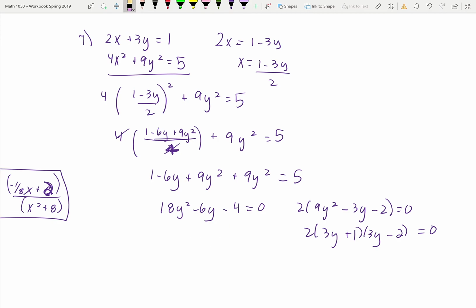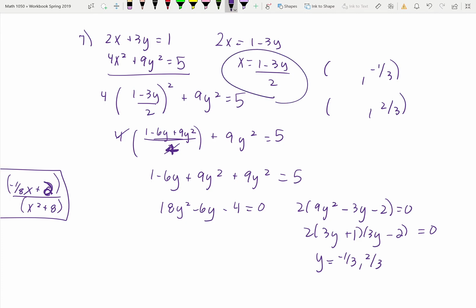Take out a 2, and I'm left with 9y squared minus 3y minus 2. Then I factor it, and it goes to that. So now I know y is a negative 1/3 and a positive 2/3. So I'm going to come over here, put a negative 1/3, come right there, put a positive 2/3. Now the best place to plug it in is right there. So it's x equals (1 minus 3 times a negative 1/3) divided by 2.